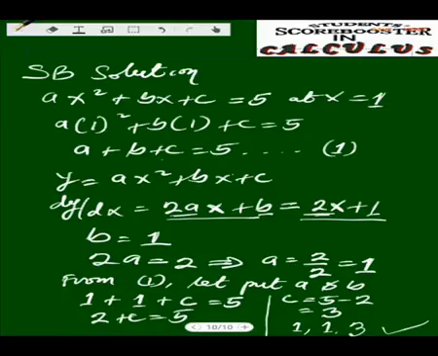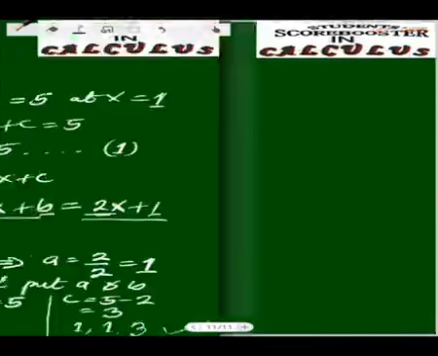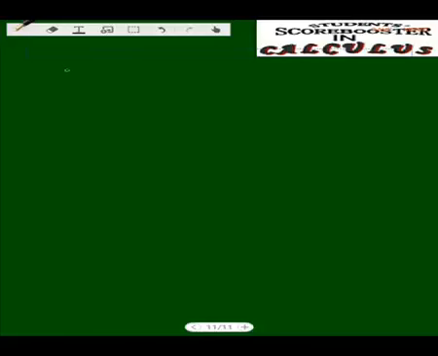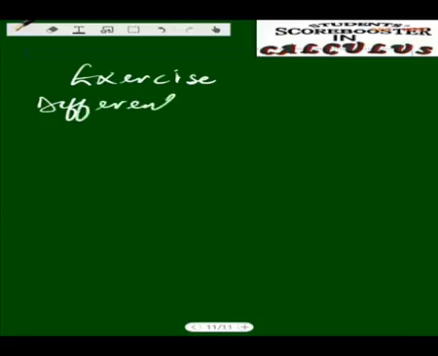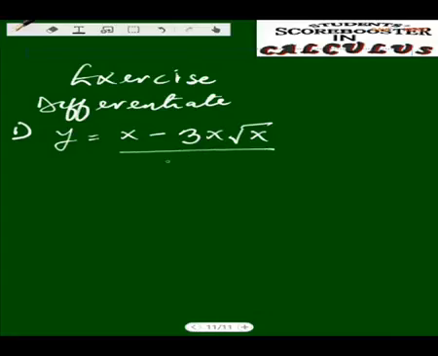Before I go, I will leave you with some exercises. Please try it. Differentiate number 1: y equals x minus 3x square root of x, over square root of x. I am expecting that we are going to get 1 over 2 square root of x minus 3.